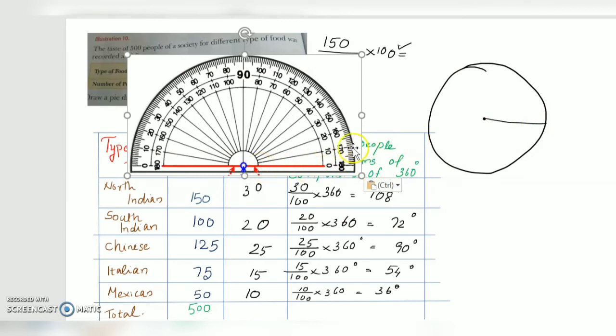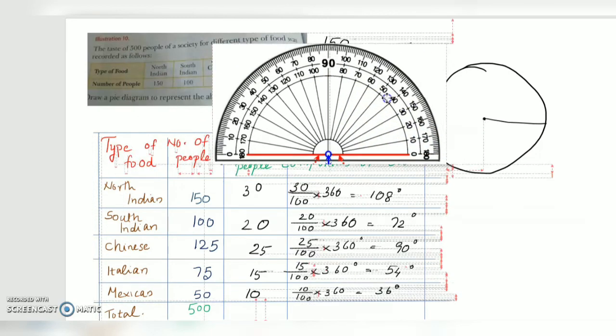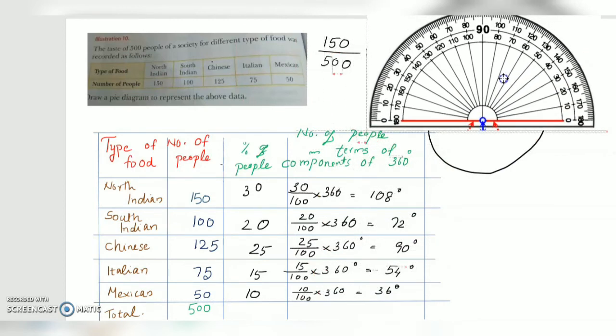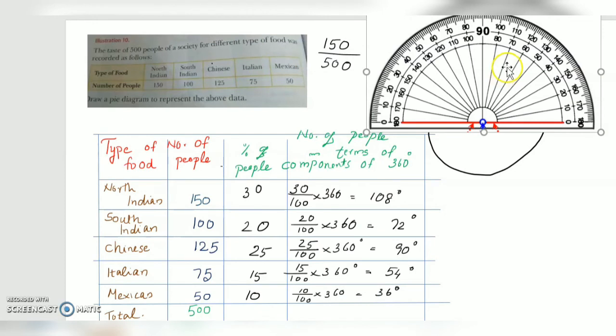If you are taking this side, this center line I'm taking and this line I'm taking, you have to calculate from here. From here you have to calculate, then only you will get the correct value. Now we can find out where is 108. The first point is 108. So from here you will get where is 108.